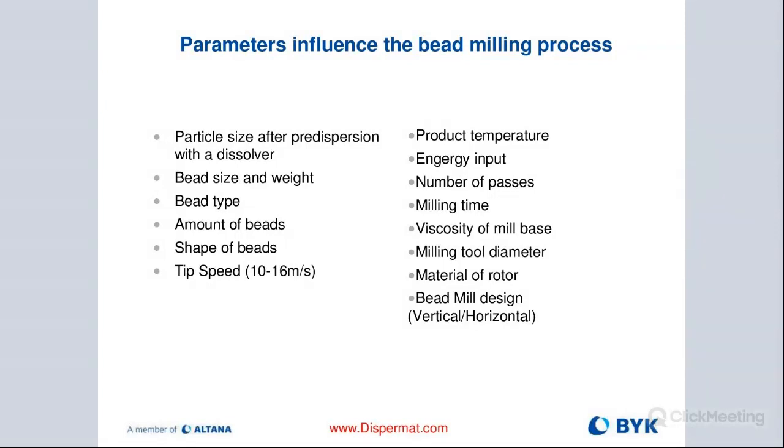We want to select the proper diameter that gives us the best ratio to our milling chamber. The type of material we select, so we have anything from stainless steel, hard steel, ceramic, to also polyurethane or other materials. I want to stress that milling is very abrasive, especially if you are milling white materials.